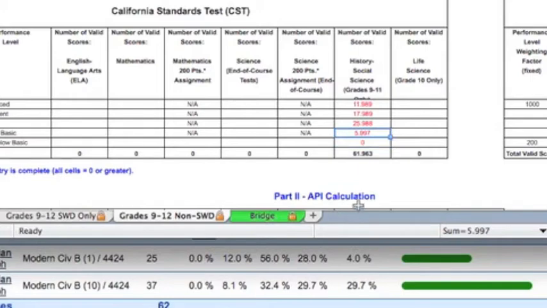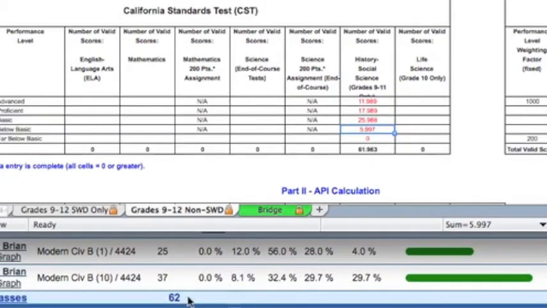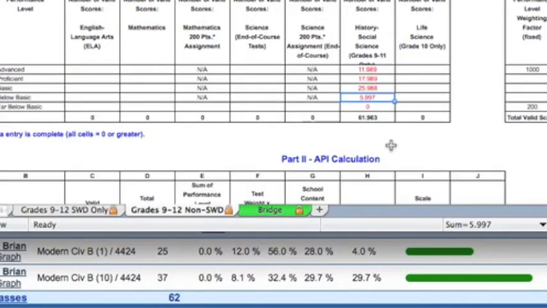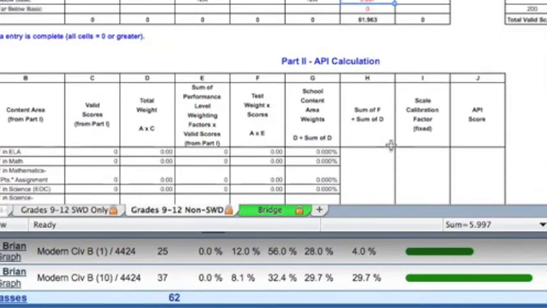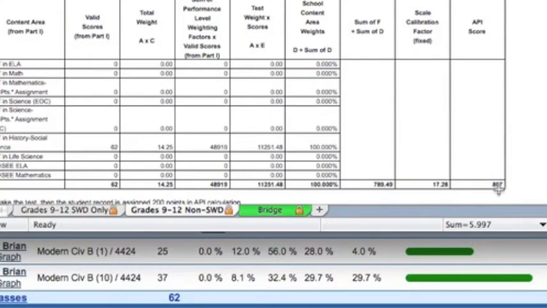Now the way to check here is that according to the way this adds up, I have 61.96 as my number of valid scores, and that matches right over here this number of all the students that he had last year, 62, at 61.9 if that was rounded up. And so that's how you can check. And then you have the drum roll, and you skim down here to see what his API score was, and it's at 807.